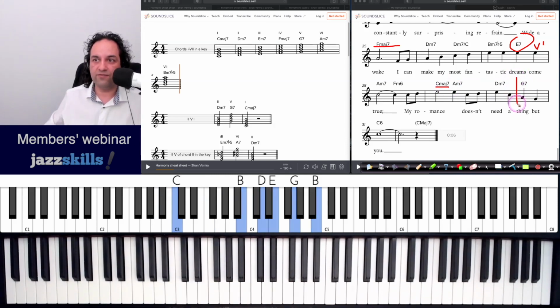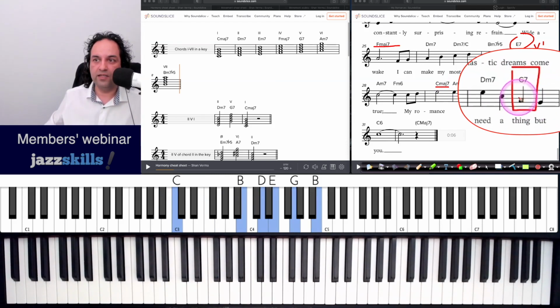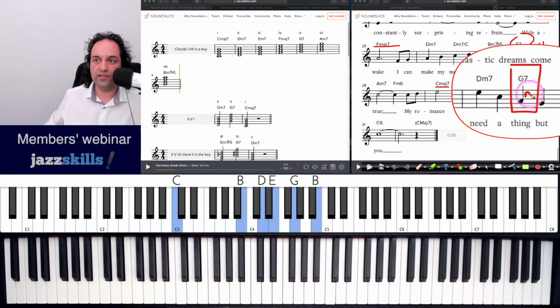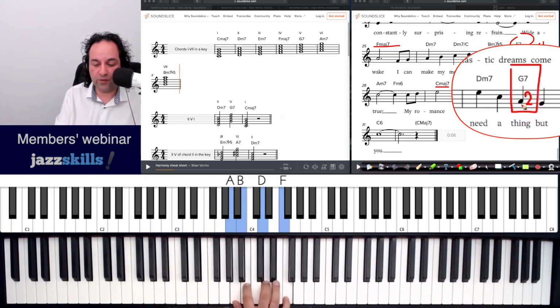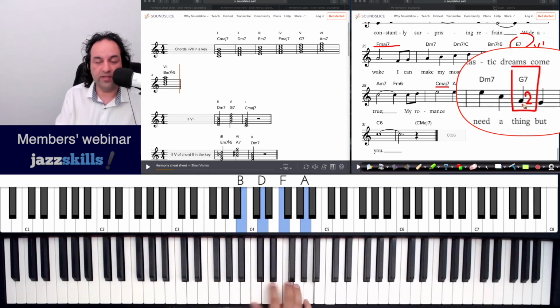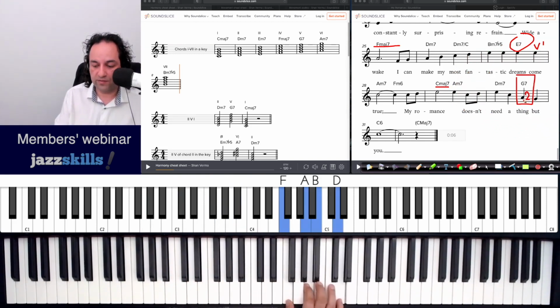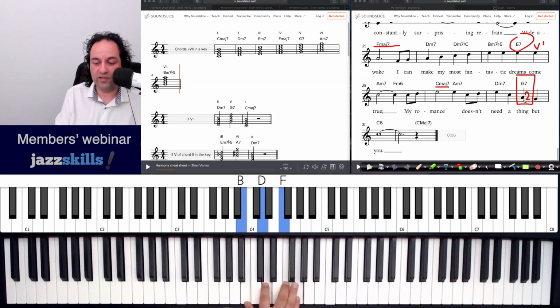G7 has a very clear A in the melody. It's a 2 of G. So we do not use voicing 1, we use voicing 2, all right? Root up a whole step. This, by the way, is a D minor 6. So if you learn D minor 6 in all its inversions and make the connection, even better. If you're not ready for that, it's okay. As long as you move the root of G up a whole step, you're all right.